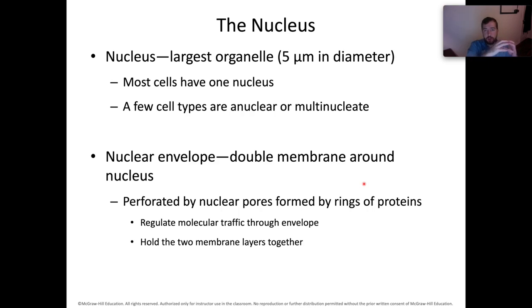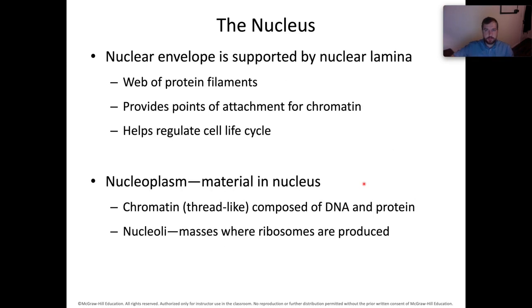So remember, your nucleus contains your DNA. So that's why you have another double membrane and other nuclear pores, so you can really have tight regulation and control of what's coming in and out of your nucleus. The nuclear envelope is supported by the lamina, which is its own web of protein filaments. The nucleus, really, if you think about it, is like its own little cell within a cell. And it helps regulate the cell life cycle.